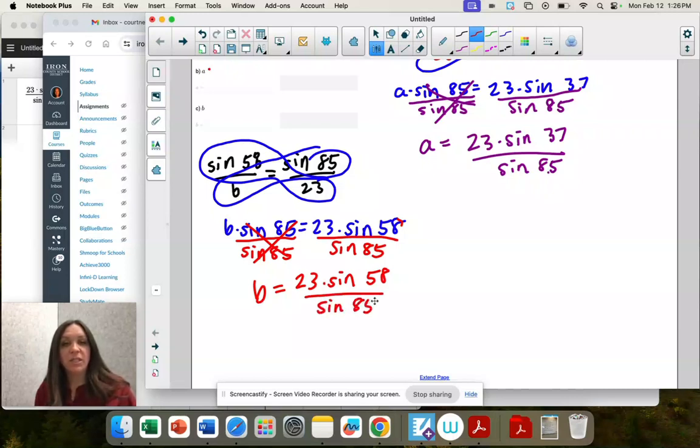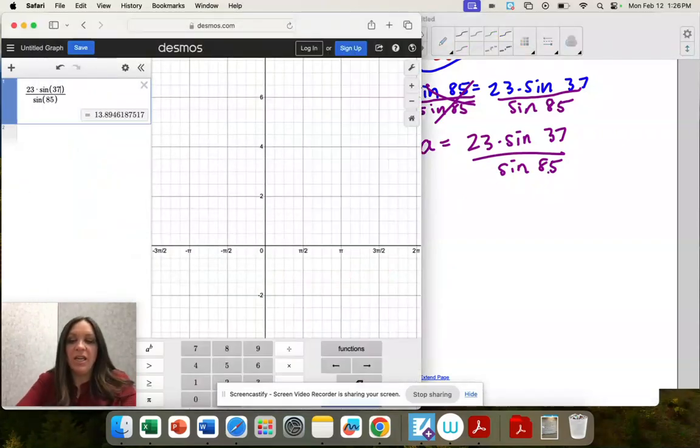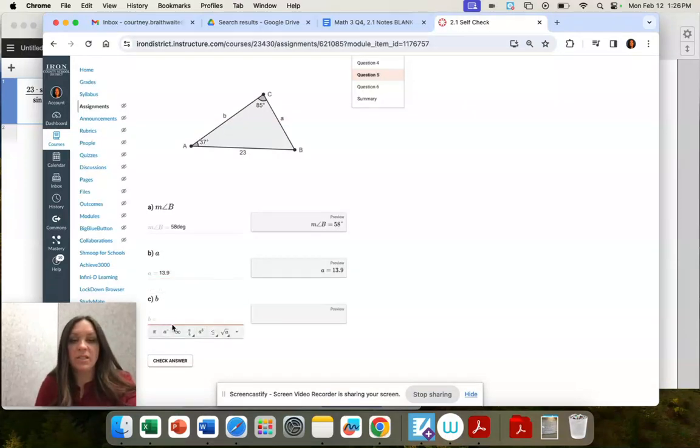And this just goes in the calculator, and it's really similar to what we just did. I'm changing that 37 to a 58, and rounding to the nearest tenth, that's 19.6. So 19.6, and when I'm looking at my triangle, those lengths make sense. That's a good thing to check.